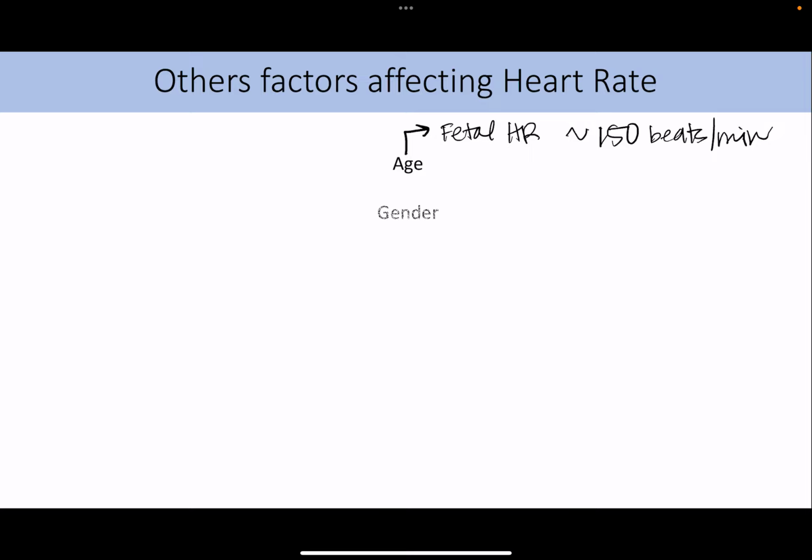Okay? If you're an athlete and you do a lot of, especially endurance training, okay, a lot of cardio, your heart is going to be a lot stronger and a lot more muscular. So that means that the heart doesn't have to work as hard to get the same amount of blood out. So it can pump less beats per minute and get the same ejection as somebody who's a non-athlete.